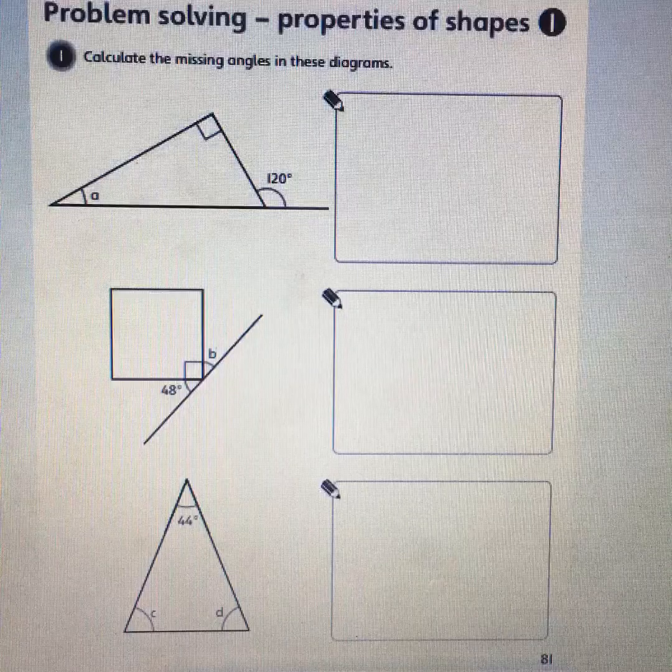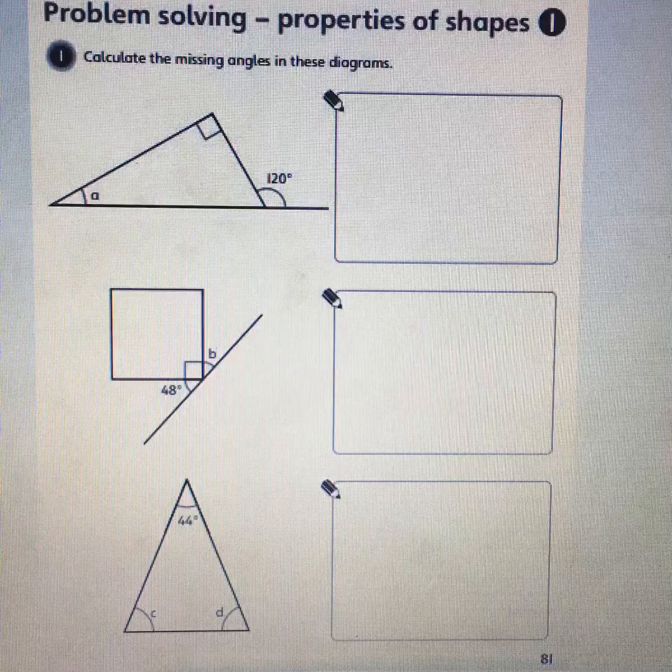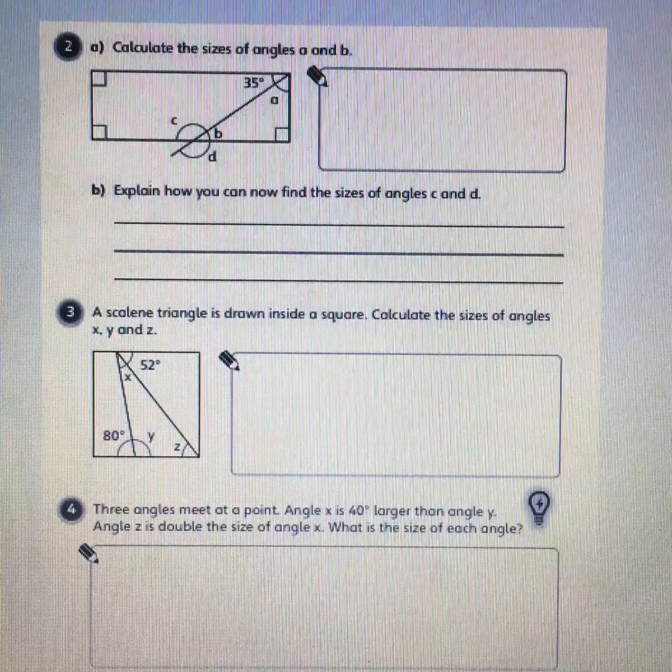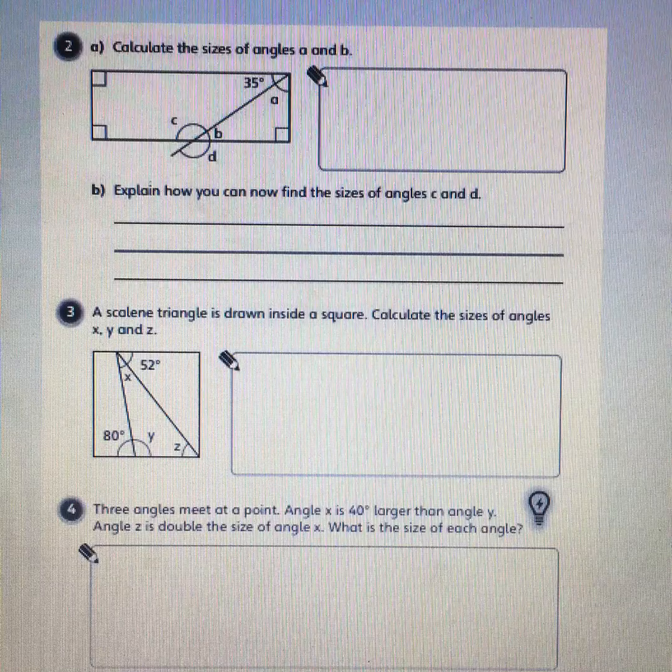Right then, it's time for our workbooks. So if you've got your workbook, it's page 81. If you haven't, don't worry. These are on Dojo and Google Classroom. Here is question 1. Here are questions 2, 3 and 4.